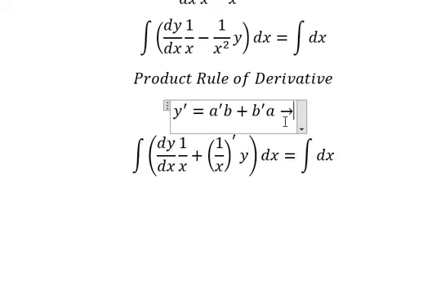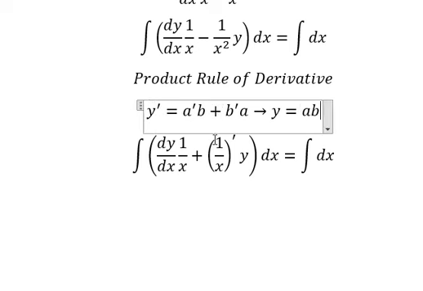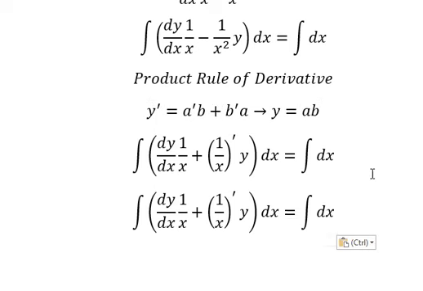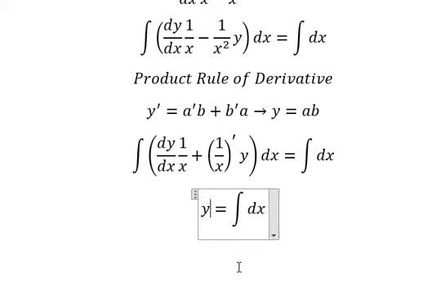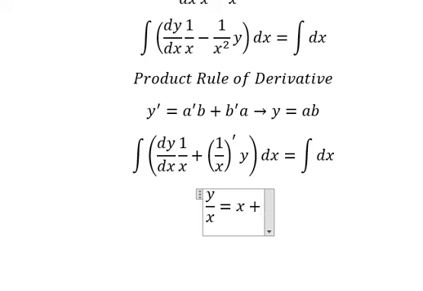So the integration of this one, we have y equals ab. So the integration of that one, we have y over x. The integration of the x, we have x, and I will put c. This is the end.